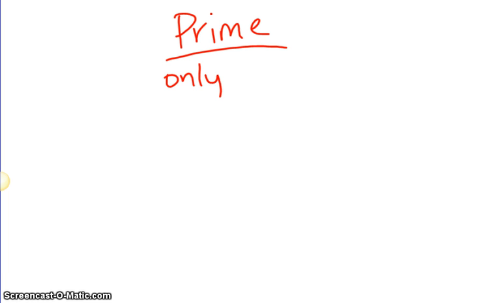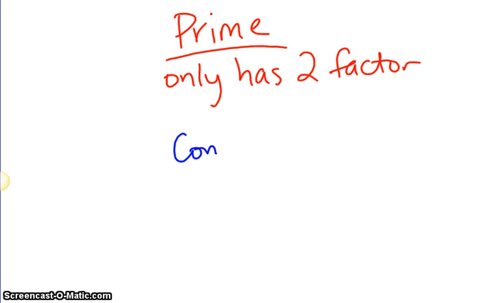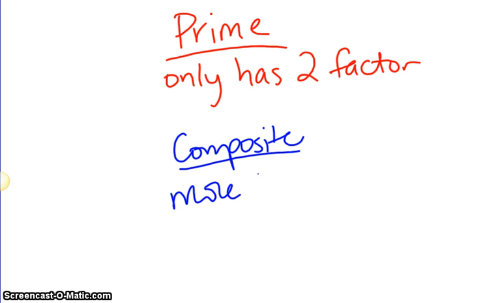Because when we have a prime number, it only has 2 factors. Factors are numbers we multiply to get a number. So a prime number only has 2 factors. A composite number, on the other hand, has more than 2 factors. So that's the difference. A prime number has 2, a composite number has more than 2.